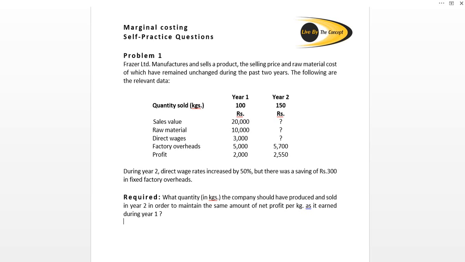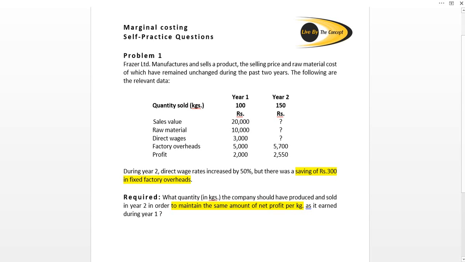Now the important thing to mark here is that they want you to maintain the same amount of net profit per kg. This is the important point. They do not want you to maintain the same amount of total net profit. They want you to maintain the same amount of net profit per kg. Moreover, there is a saving of rupees 300 which is available in the fixed factory overhead, and this saving is not available in the variable factory overheads.